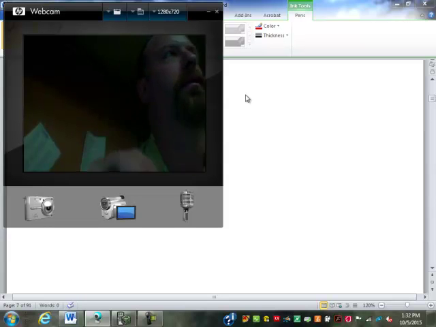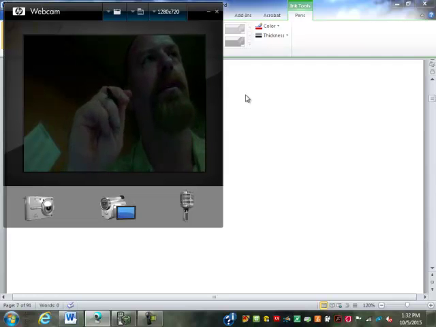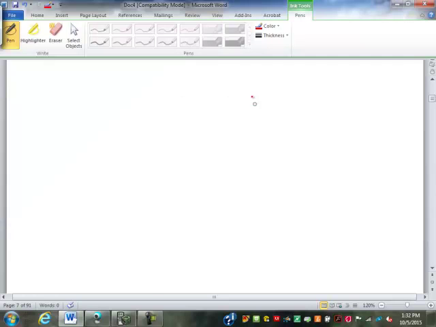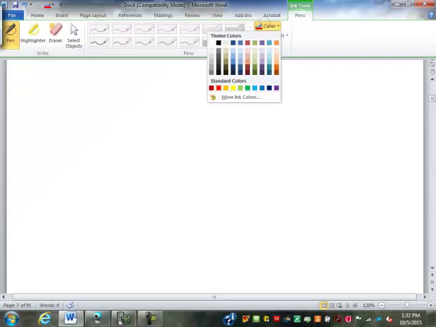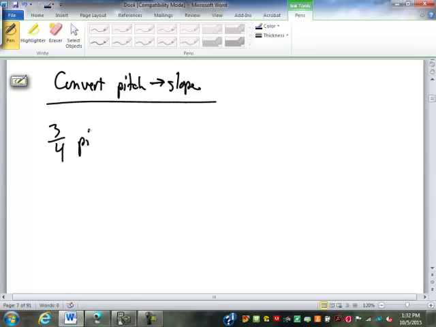Okay, so the big things that we really need to know so far that we haven't gone over, the things we've gone over in detail, are to convert pitch to slope. So if we have a 3/4 pitch, how do we turn that into a slope?